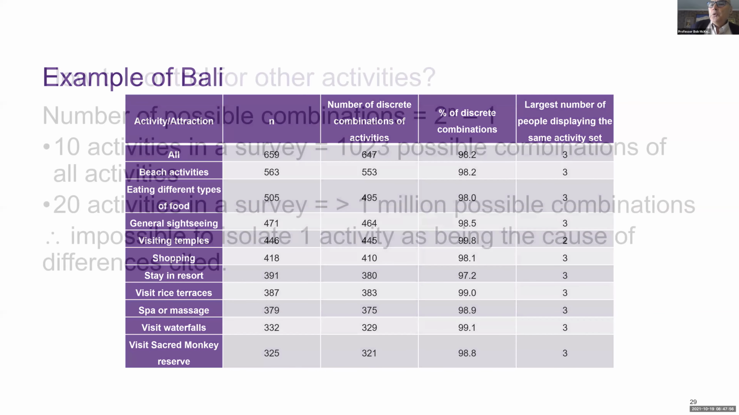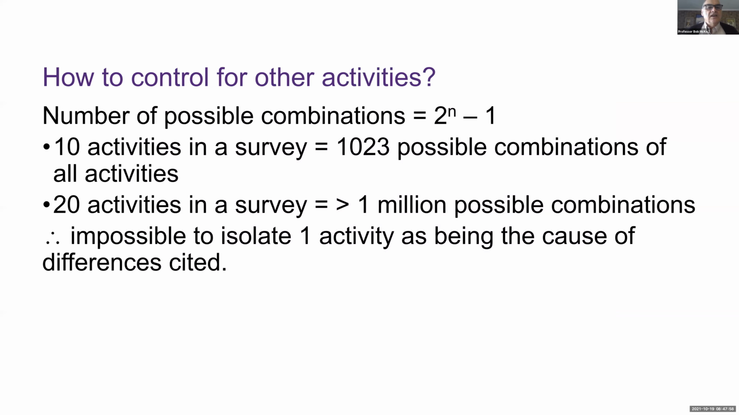And in fact, if you were to control for these activities, the math becomes almost impossible. If you have 10 activities in a survey, then you have a total of 1,023 possible combinations of activities that you need to control for. If you're surveying about 20 activities, then you've got over 1 million different possible combinations. How can you then isolate one activity as being the cause of the economic impact?